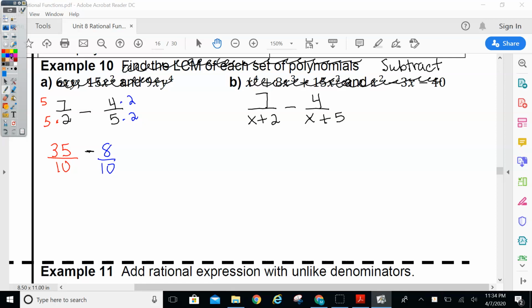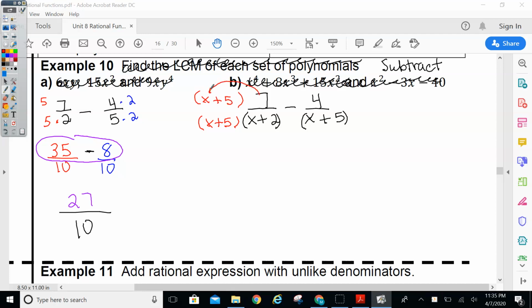So here we just subtract numerators. 35 minus 8 is 27, and then divide it by 10. And reduce if possible. Not possible here though. So let's see how it works for polynomials. So here, this is like its own factor, and this is like its own factor. So they really have no factors in common. So here, you're going to take this denominator and multiply it by this side. But whatever you do to the bottom, you have to do to the top.